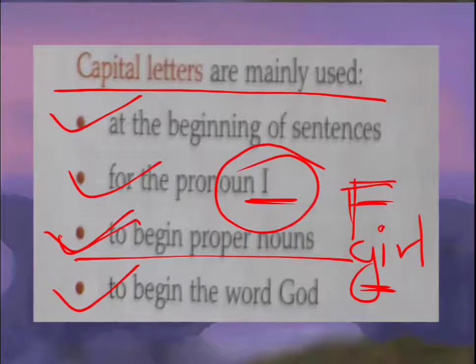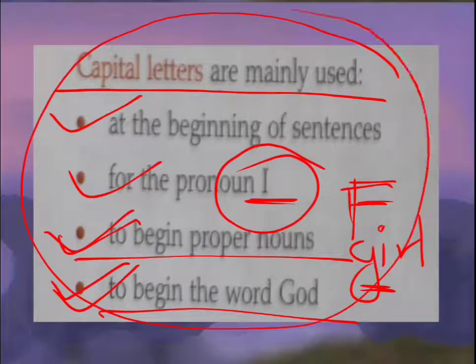The name of a film always has its first letter capital. The name of a river is a proper noun. The name of a mountain is a proper noun. And the last: to begin the word God. It starts with G capital. If you write Allah, A capital. So when the name of God is written, the first letter should be capital. So that is where to use capital letters. I hope, students, it's clear to you.